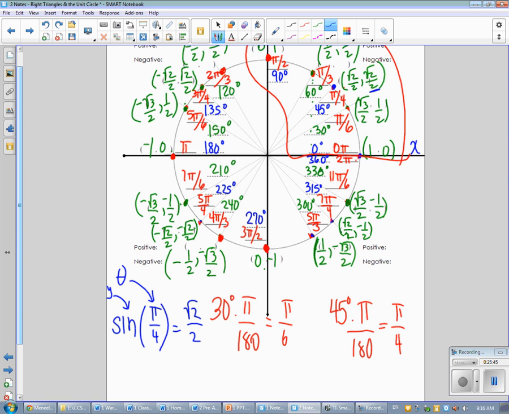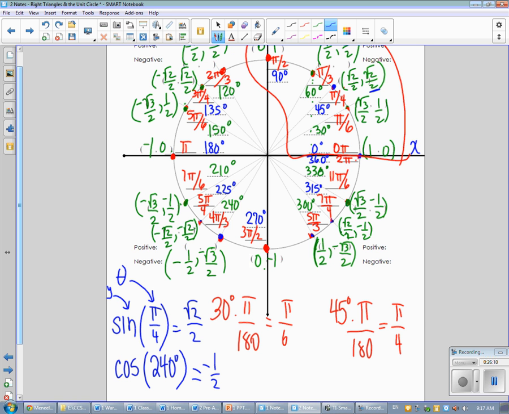What if I wanted to find, say, the cosine of 240 degrees? Well, the 240 degrees gives me my angle. The cosine tells me I'm looking for the x value. So I'm going to find 240 degrees on my unit circle. And the x-coordinate of that point is -1/2.